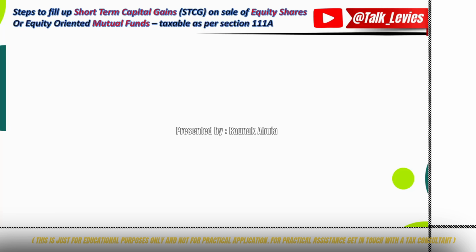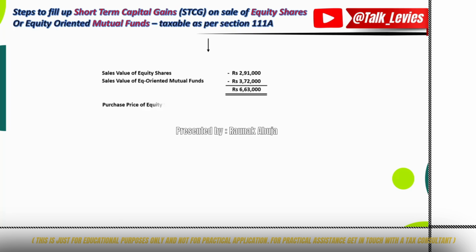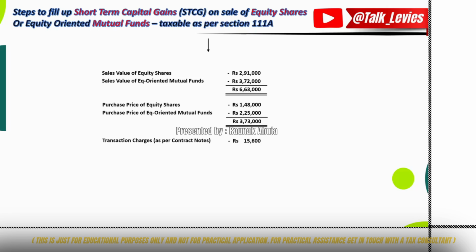Now let's see what all details are required for filling these details in our income tax return. First, we need the sales value of equity shares and the equity-oriented mutual funds. And then we'll be needing the purchase price for shares and mutual funds. In case there are any transaction charges, as mentioned in the contract notes, the deduction for the same will also be available, except for the STT. The deduction for STT is not available in any case.